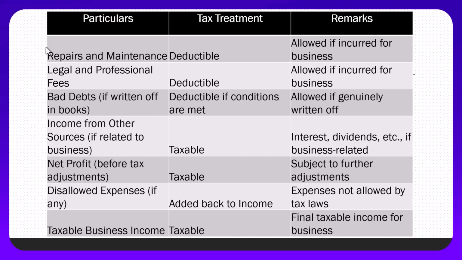Then bad debts. Suppose you sell your goods and some customers don't pay your money to you. So those are called bad debts. In accounts, you make a provision for this. Provision is not allowed. Only actual bad debt which you have written off and reduced from your customer's account is allowed under income tax. The provision has to be reversed back. If you calculate your profit after the provision, that should be added back before calculating your tax liability.